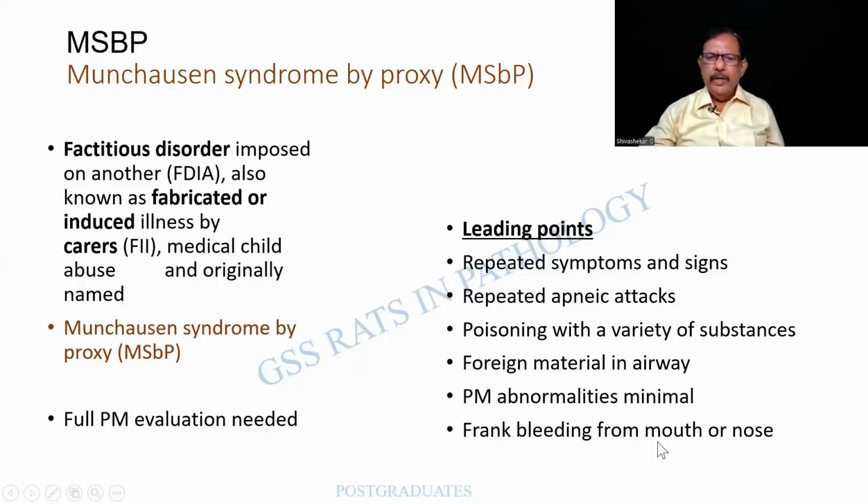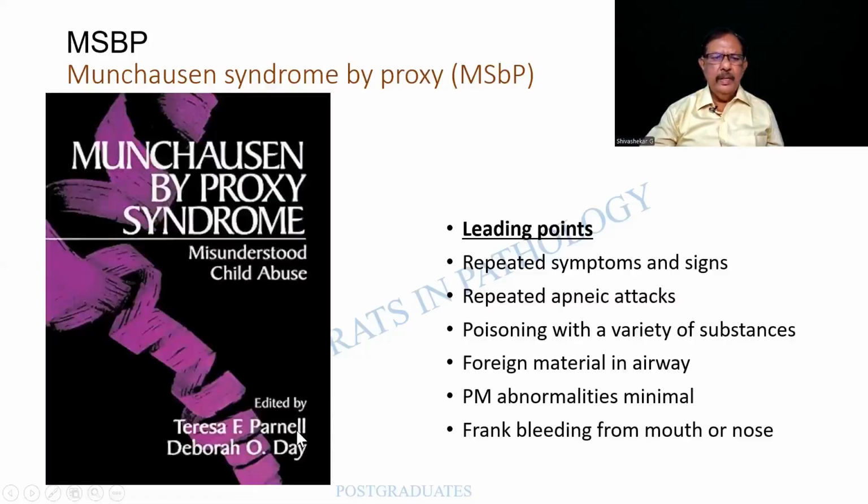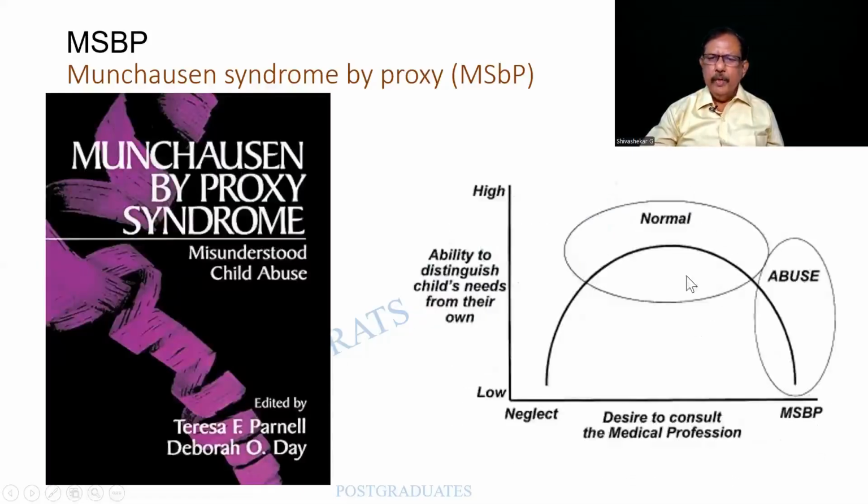And what are the leading points in favor of it? You find that there will be repeated symptoms and signs, repeated apneic attacks, poisoning by a variety of substances, foreign material in the airway, postmortem abnormalities are minimal, and frank bleeding from the mouth and nose, which is again uncommon at this age. So a full postmortem evaluation will be needed and difficult to make up. So this syndrome by itself is a topic for discussion. And this is what is happening.